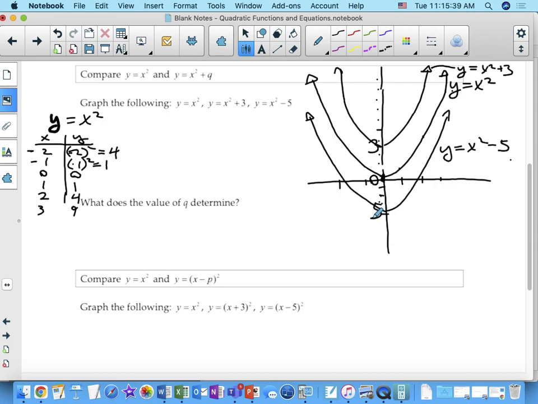Okay, so what do you think q does? The value of q. What does q determine? Yeah. The minimum, yes, okay. Okay, so let's talk more about, can we generalize in terms of specifically instead of talking about the vertex, instead of talking about the minimum, talk about the vertex. Yeah. The lower the q value is, the lower the vertex is down on the y. Okay, so the lower the q value, the lower the vertex. That's true. Yep.